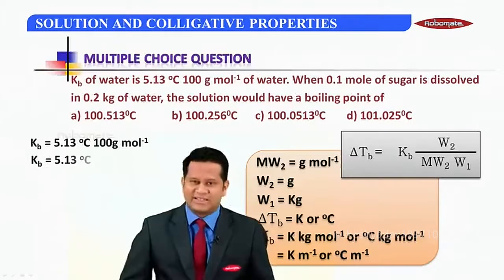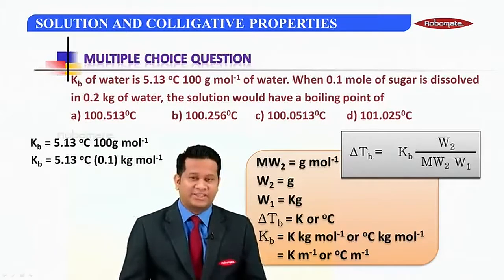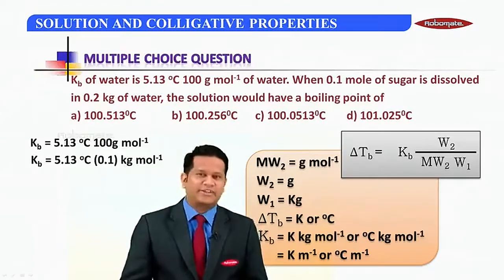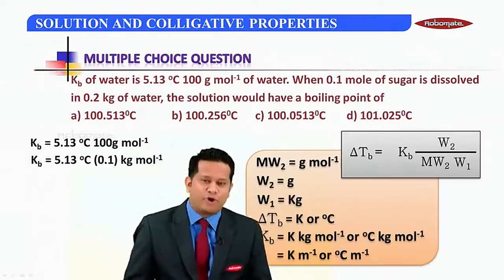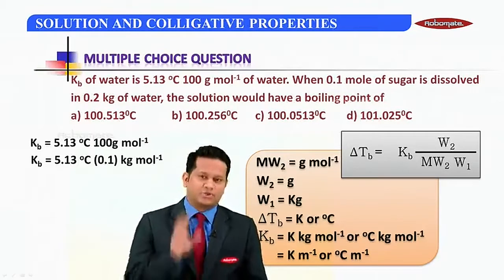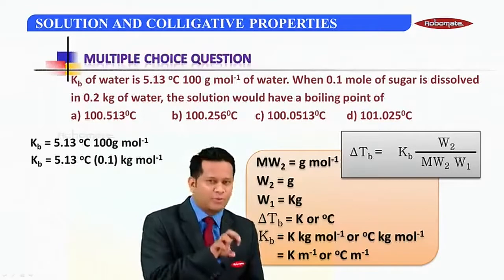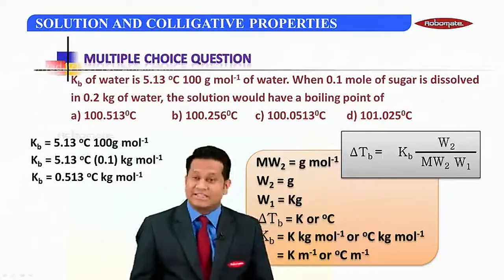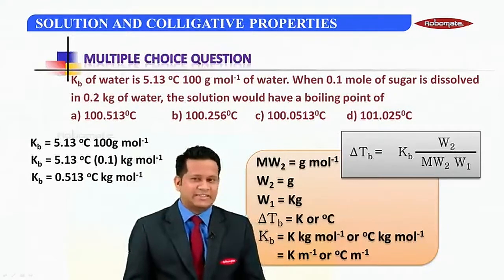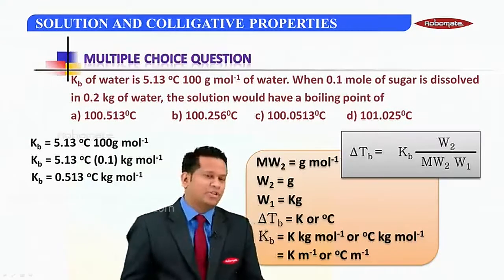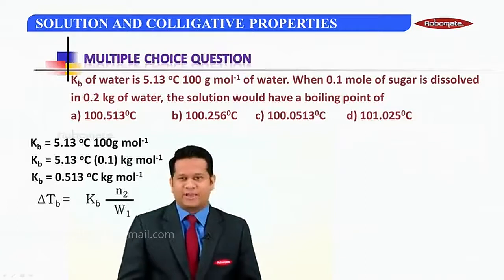So I'm going to write this as KB is equal to 5.13 degree Celsius. In place of 100 grams, I'm writing 0.1 kg mole inverse. So 100 gram is as good as writing 0.1 kg. I'm now going to pull that 0.1 into the normal number. What do I get? 0.513 degree Celsius kg mole inverse. Now the units are proper. I'll go ahead with my calculation.